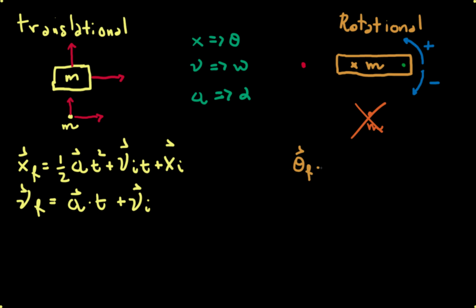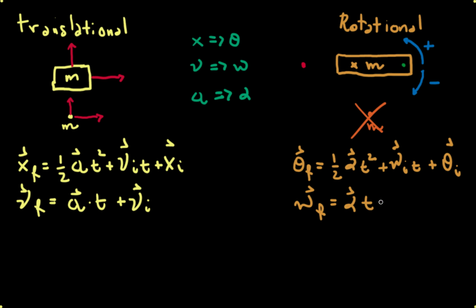That is, angular position final is 1/2 angular acceleration times time squared plus initial angular speed times time plus the initial angular position, and the final angular speed equals the angular acceleration times time plus the initial angular speed. Okay, so this covers all of kinematics.